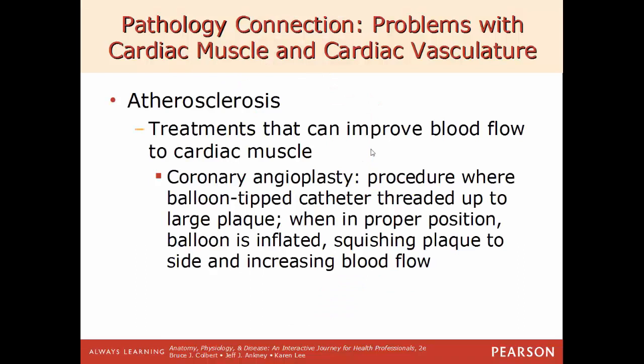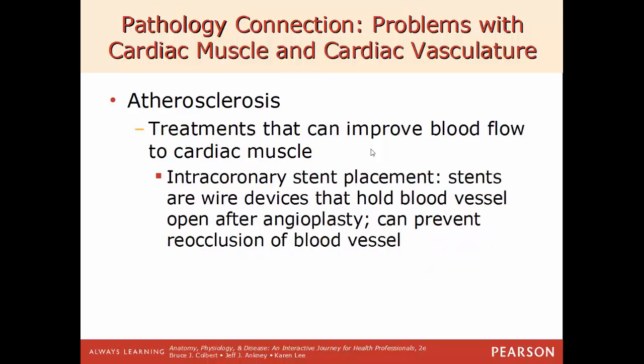Now, there are some treatments that can improve the blood flow to the cardiac muscle, such as coronary angioplasty. This is a procedure where a catheter that has a balloon on the end of its tip is threaded up to the area where there are plaques, and when it's in the right position, the balloon is inflated, basically squishing the plaque away and increasing blood flow. So basically the balloon is crushing the plaque and getting it out of the way of the vessel wall. You can also have an intracoronary stent placement.